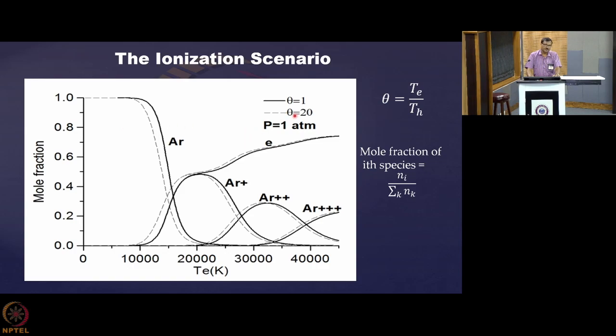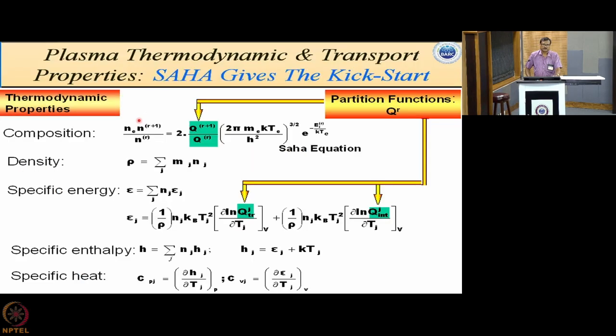So the degree of non-equilibrium, that is ratio of electron to heavy species temperature, that affects a lot the composition of the plasma when you are considering the molecular gas compared to the monoatomic gas. Now, once you know the composition from the ionization equation, you know the number densities, so you can find the density. So these are all thermodynamic parameters.